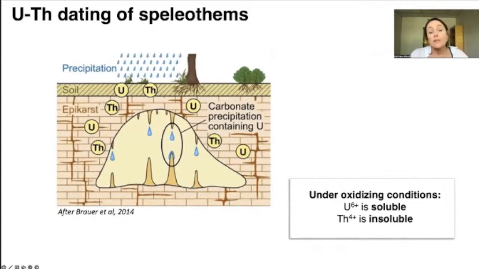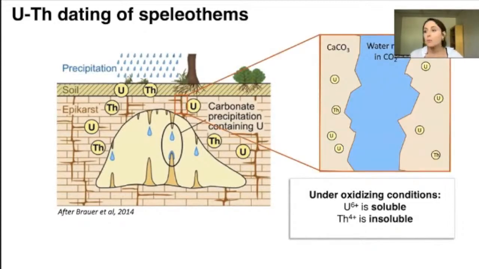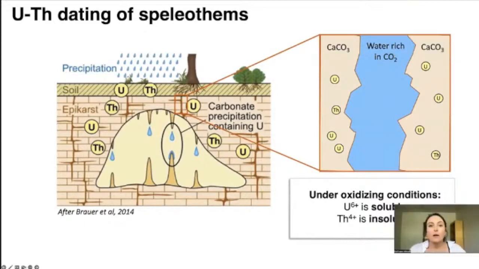Now, when CO2 dissolves into water, it makes carbonic acid, so that water becomes a little bit acidic. And so if we zoom into this fracture here, once this water has reached our carbonate bedrock, because this water is rich in CO2, it's slightly acidic, it will begin to eat away at the bedrock on either side of this fracture, right?